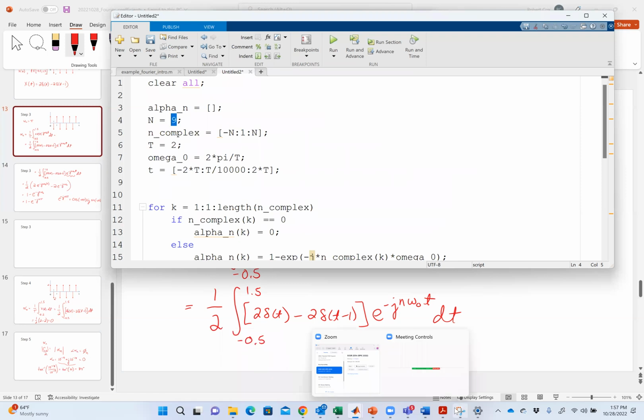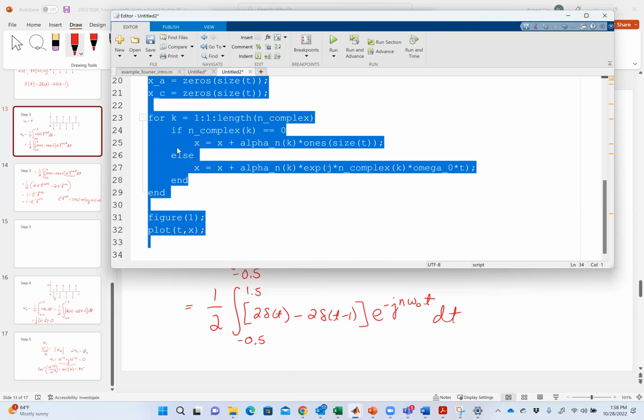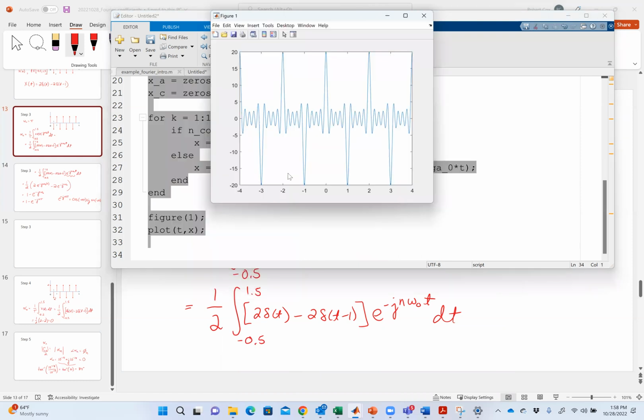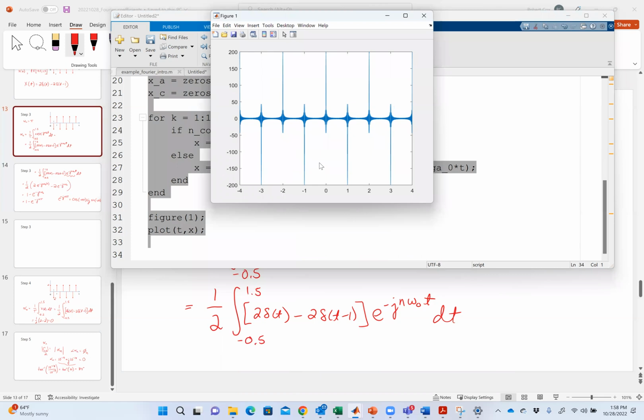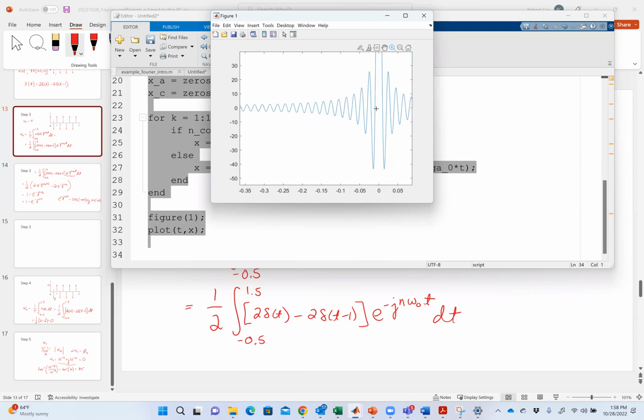Let's take this to n equal to 100. So we do 100 harmonics and run it again. All right, now what's happened there? They got skinnier and they got taller. They're headed off towards infinity. Now there is this sort of weird behavior going on here. If I zoom in, yeah, there is this. What the heck is this?